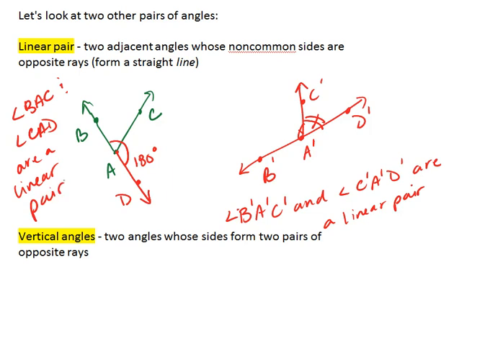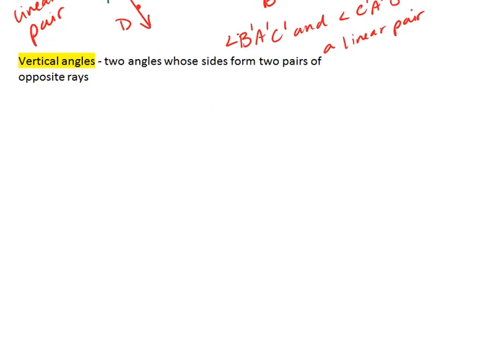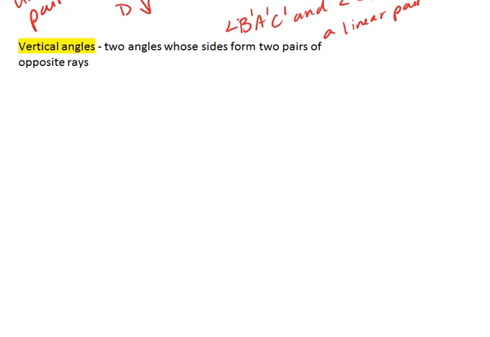So just like the name implies, we need to see that straight line. And then just remember that the two angles need to be adjacent angles. Okay, our last pair of special angles is vertical angles. Vertical angles are two angles whose sides form two pairs of opposite rays.